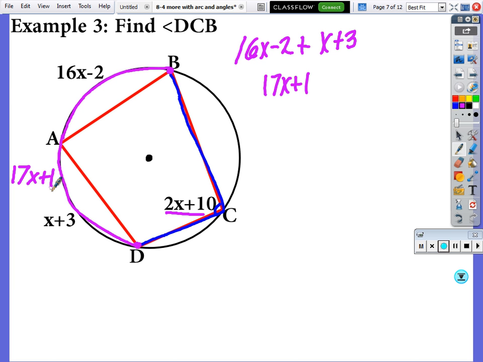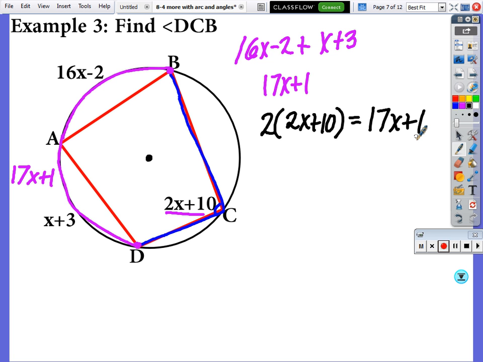Okay, what do we know about an intercepted angle with an inscribed angle with its intercepted arc? It's half of it, or 2 times the inscribed angle will equal the arc. So would it be a true statement to say 2 times 2x plus 10 will equal 17x plus 1? 2 times the inscribed angle is equal to its intercepted arc. The intercepted arc we found was that full amount, which added up to be 17x plus 1. Is this a true statement?